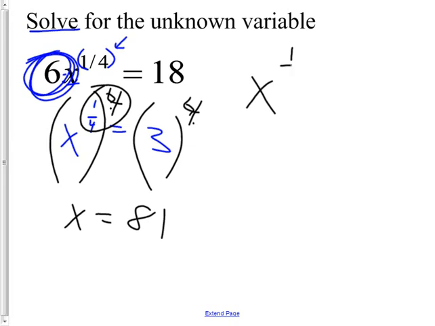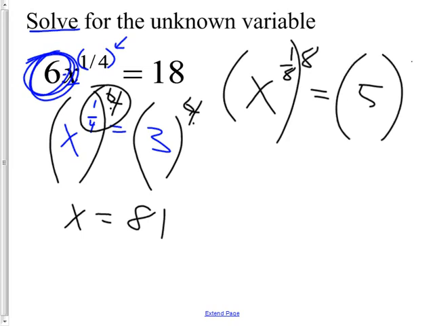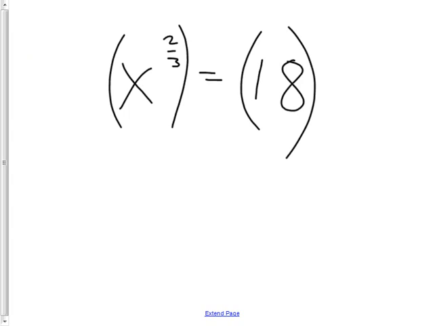Wait, hold up. Say it was x to the 1/8, and I want to get that alone. Let's say it equaled that. Then I would put it to the 8th power. Yep. Yes. Well, here's a better one. Let's say it was x to the 2/3 is equal to 18. Then I'd have to put both sides to the 3/2 power.